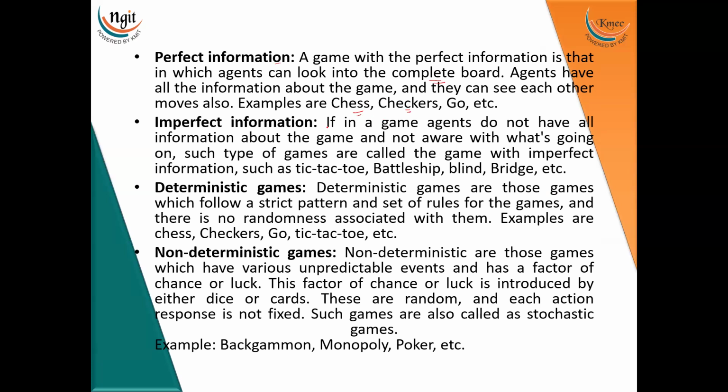Whereas coming to imperfect information, if in a game, agents do not have all the information about the game and are not aware of what's going on, such types are generally called games with imperfect information. We can take the best example as tic-tac-toe.